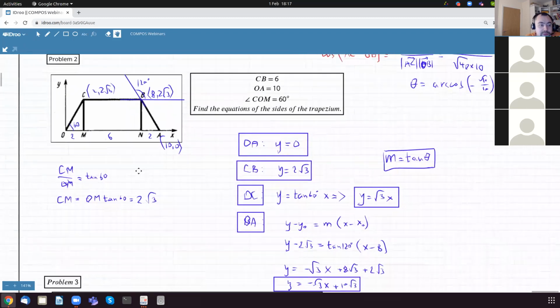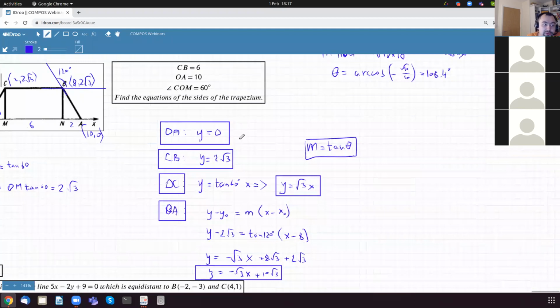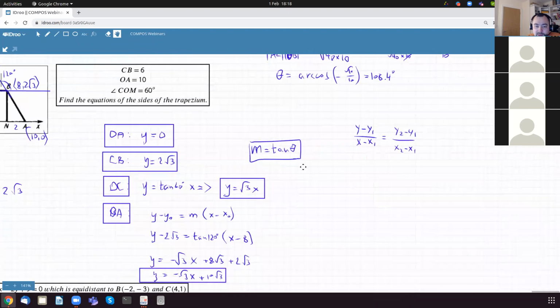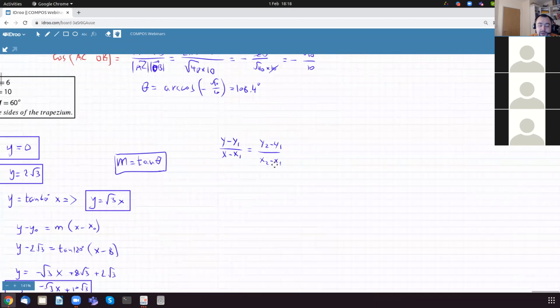Of course, you can use for AB the formula of a line going through 2 points, and the equation looks like this: y minus y1 is equal to y2 minus y1 divided by x2 minus x1. This is quite a fascinating one, actually, because where does this equation come from?